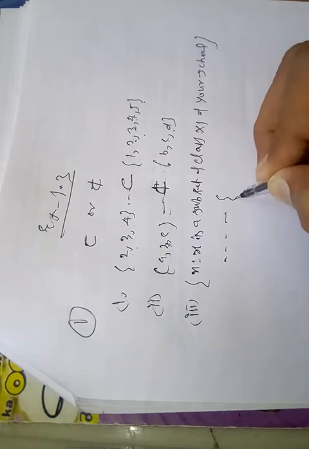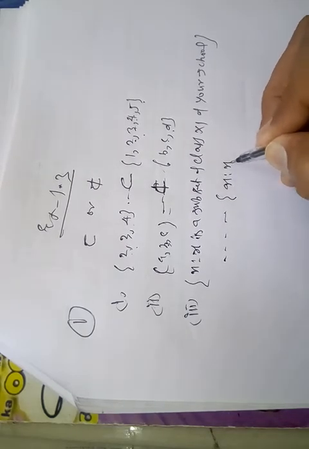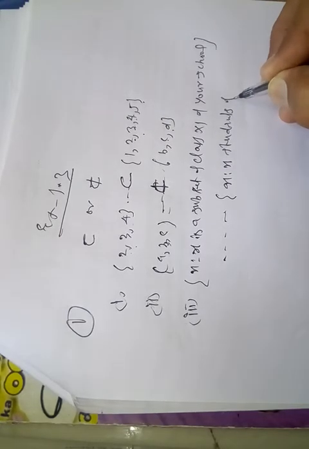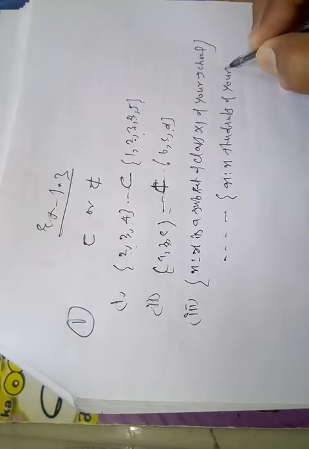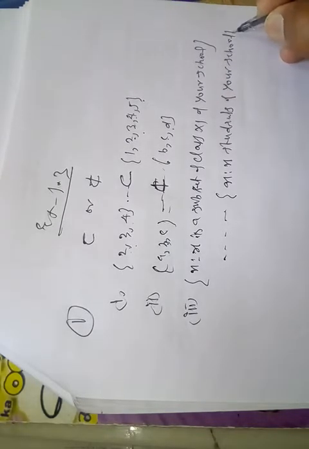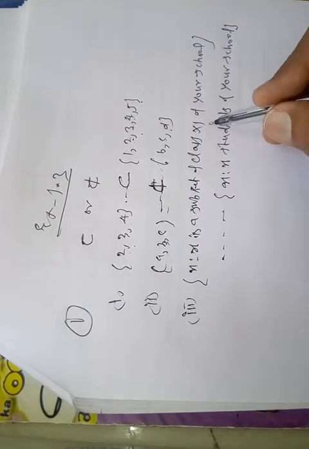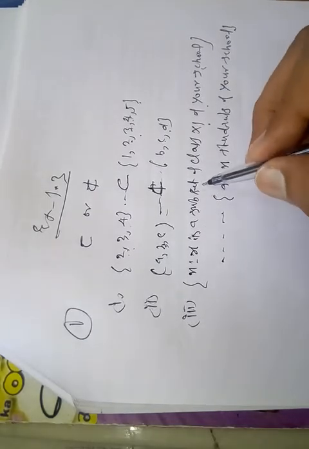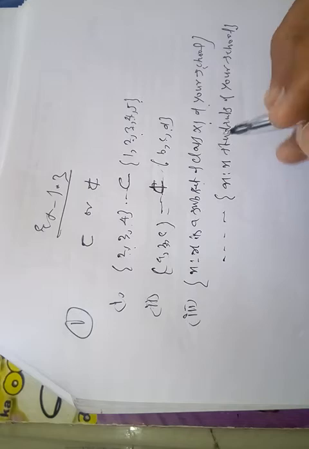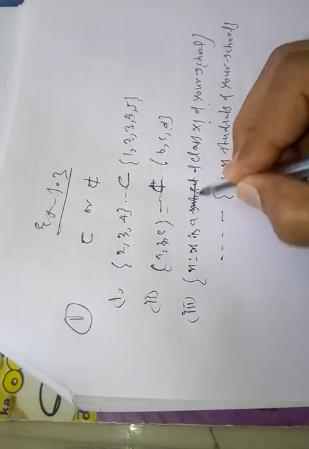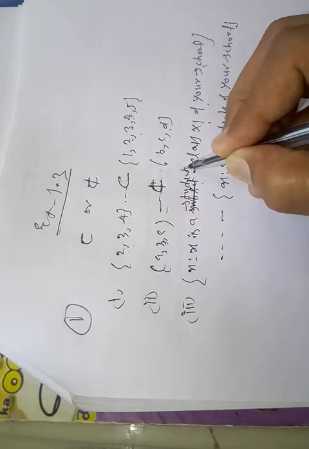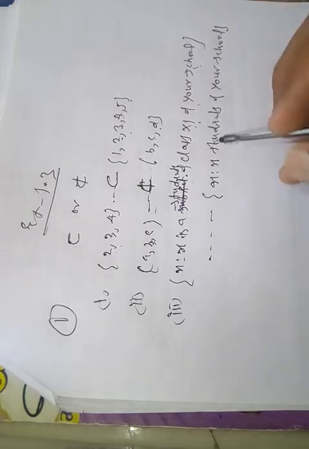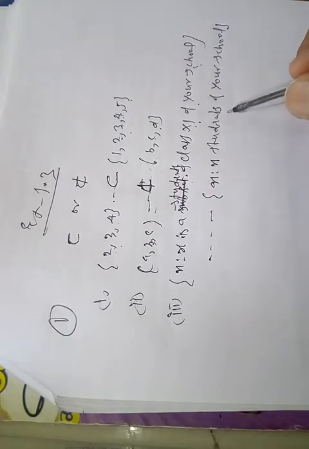Dot dot dot, and X such that X, in set builder form, is a student of your school. X such that X is a subset of class 11th of your school? No, X such that X is a student, not a subset. So X such that X is a student of class 11th of your school. Clear? X such that X is a student of your school.